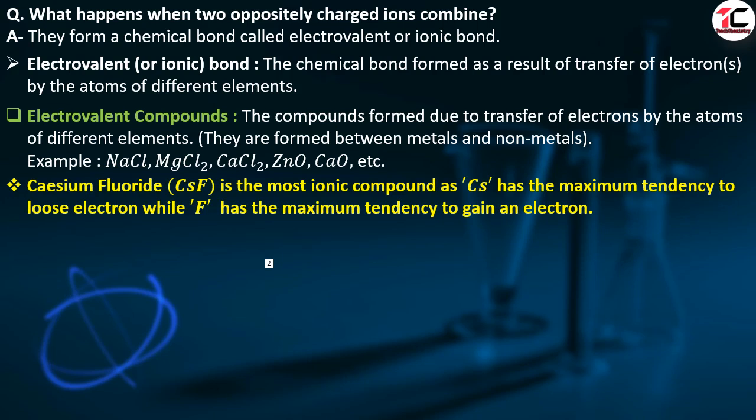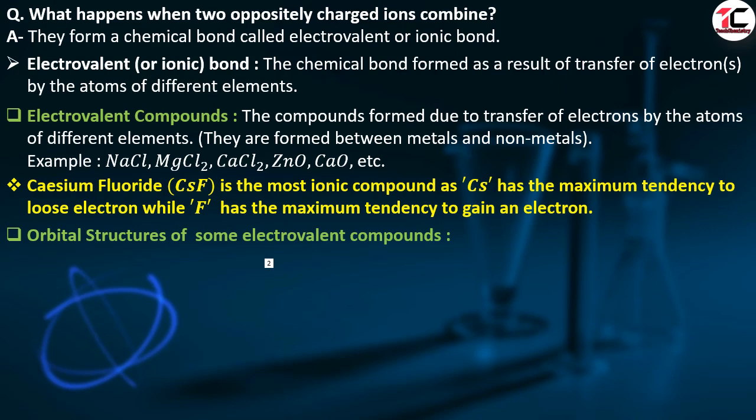Here it is important to know cesium fluoride, CsF. It is the most ionic compound as cesium has the maximum tendency to lose an electron while fluorine has the maximum tendency to gain an electron. So cesium fluoride is the most ionic compound.